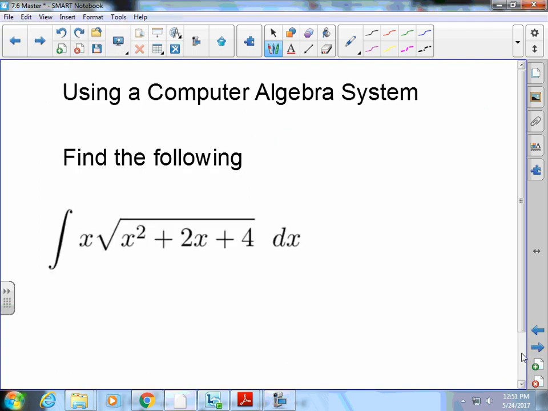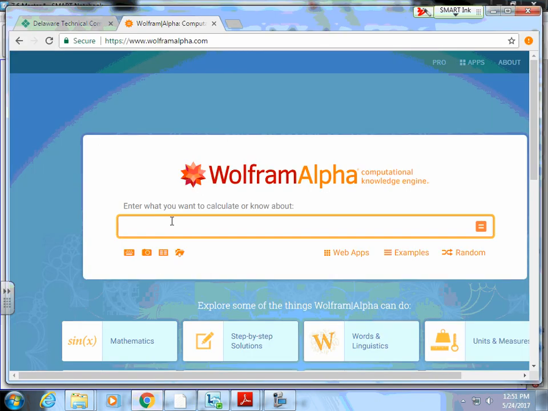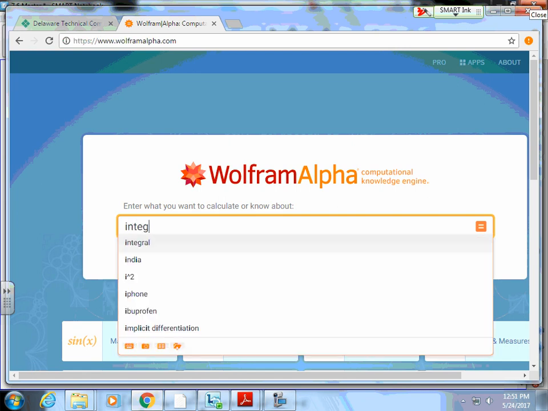Let's move on to the next slide. So now this time they're telling us to use a computer algebra system. There's a lot of them out there. The one I would want you to use is either Wolfram Alpha, or Mathematica when we get to that point. So here we go. I want to integrate, and these are very similar to the way you would do this in Mathematica. You could also do this on your calculator.